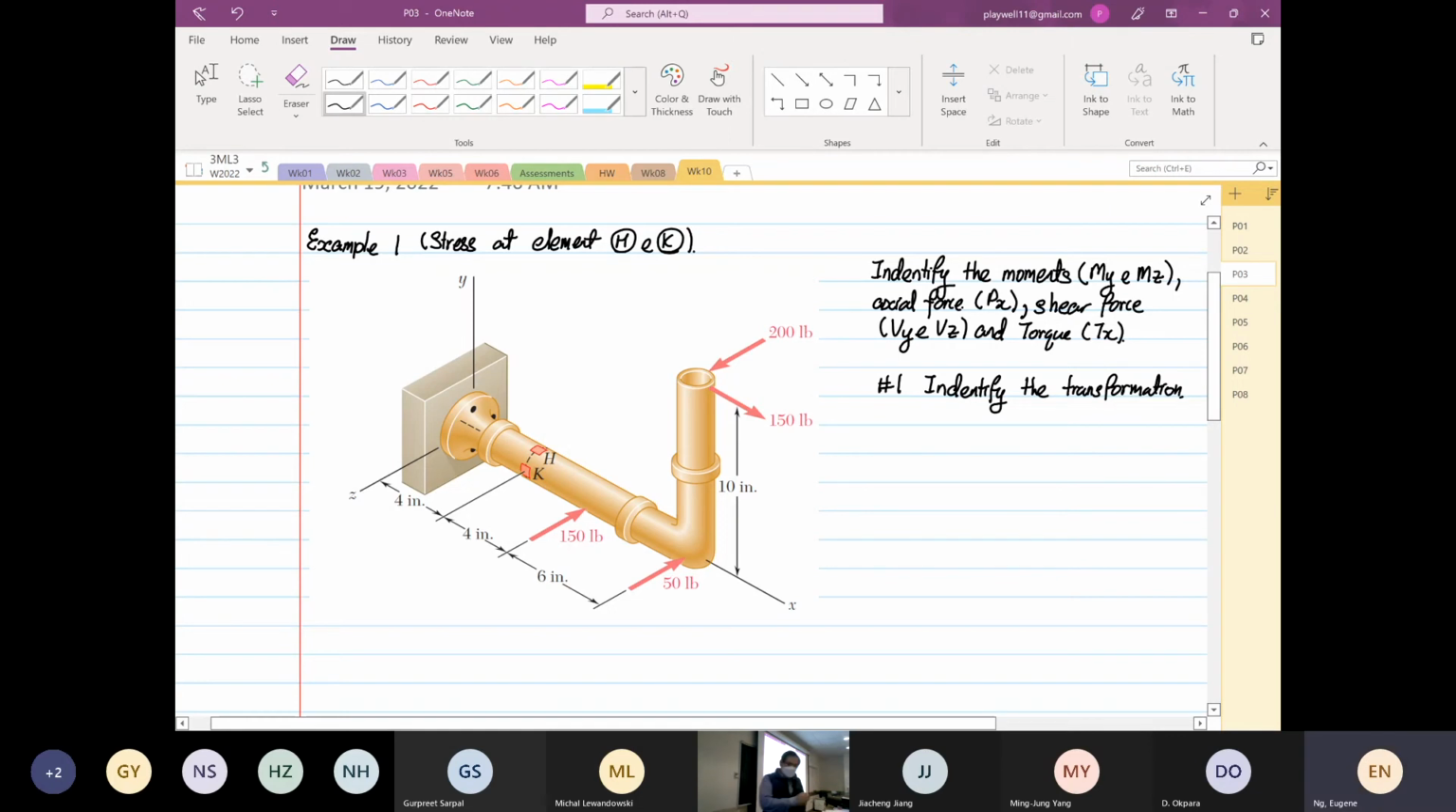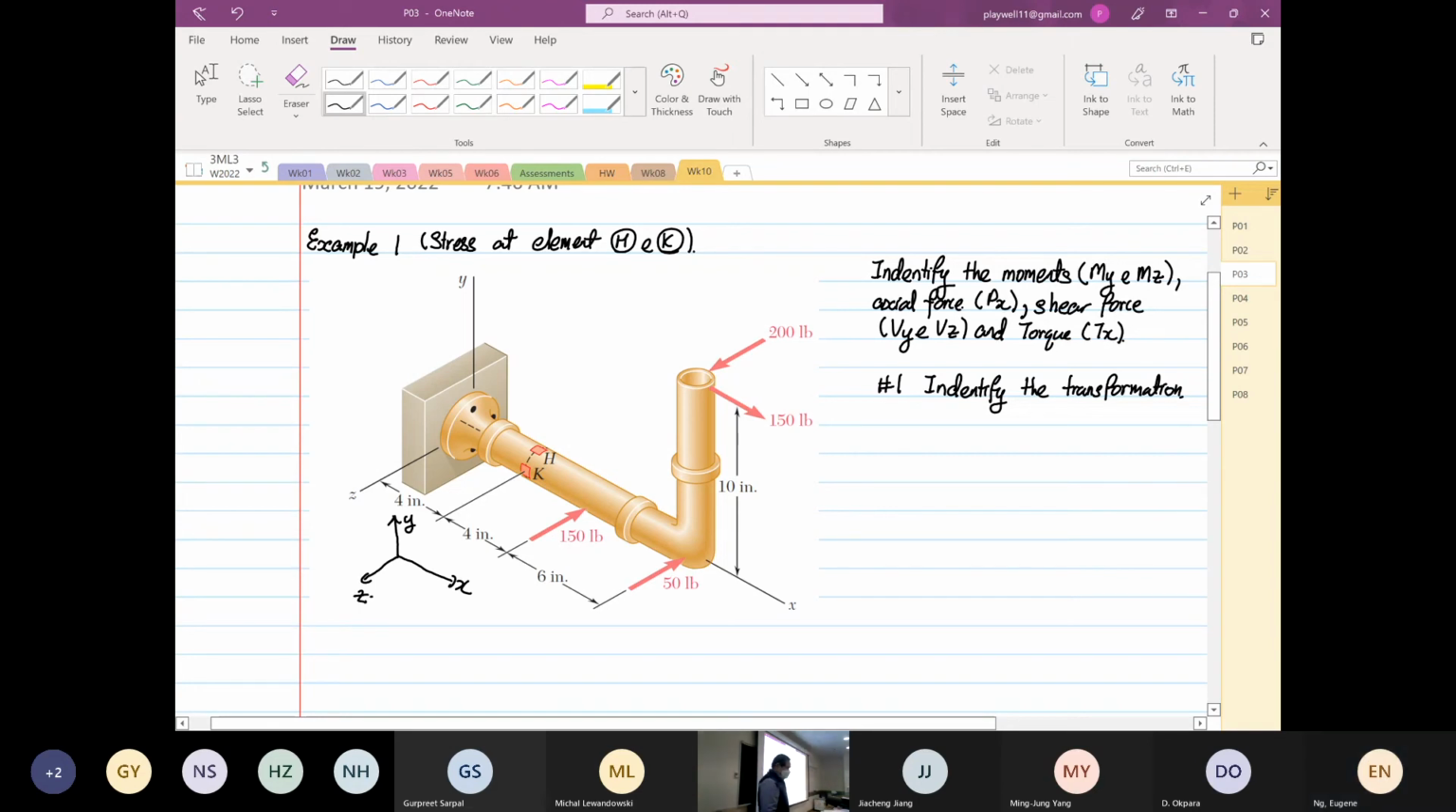Okay, so the transformation over here is given to us. This is our x, this is our y, and this is our z.